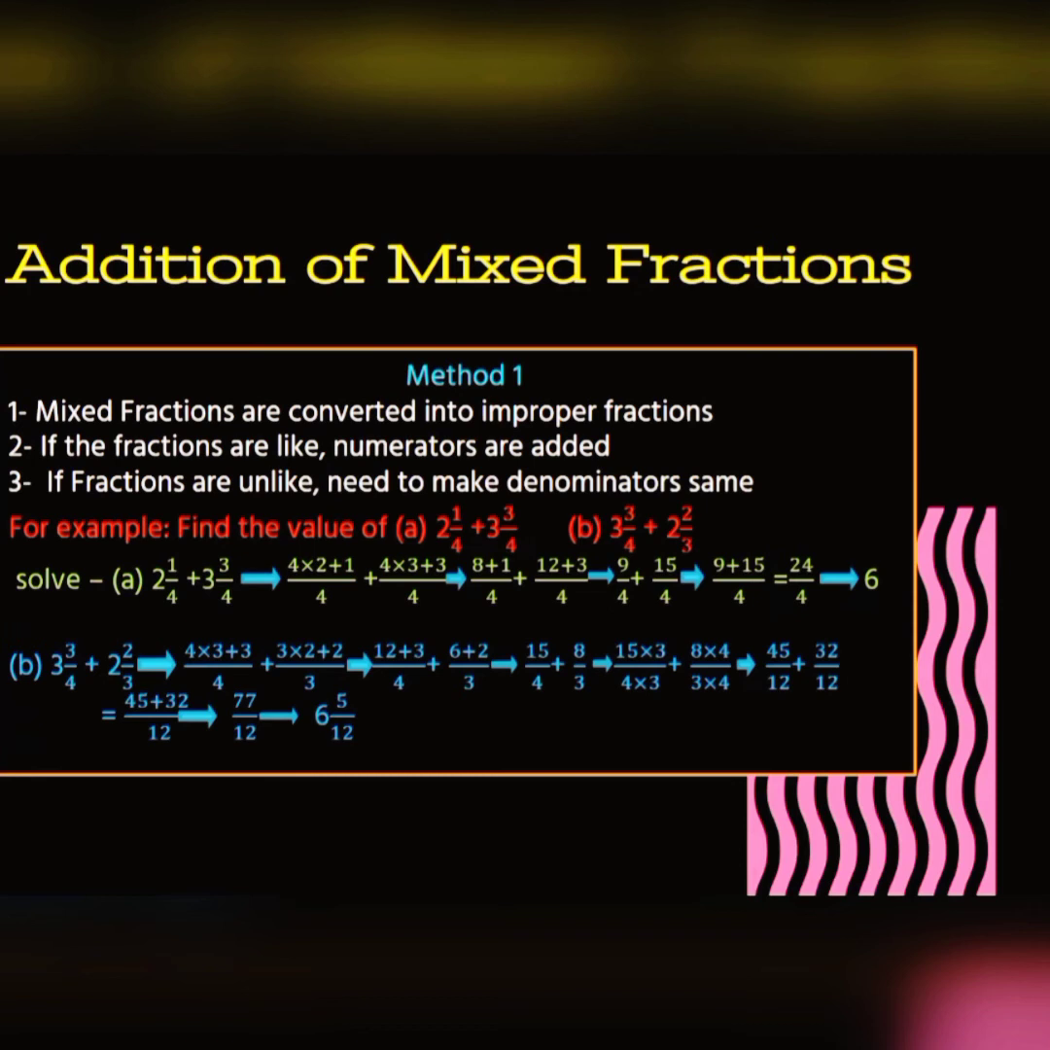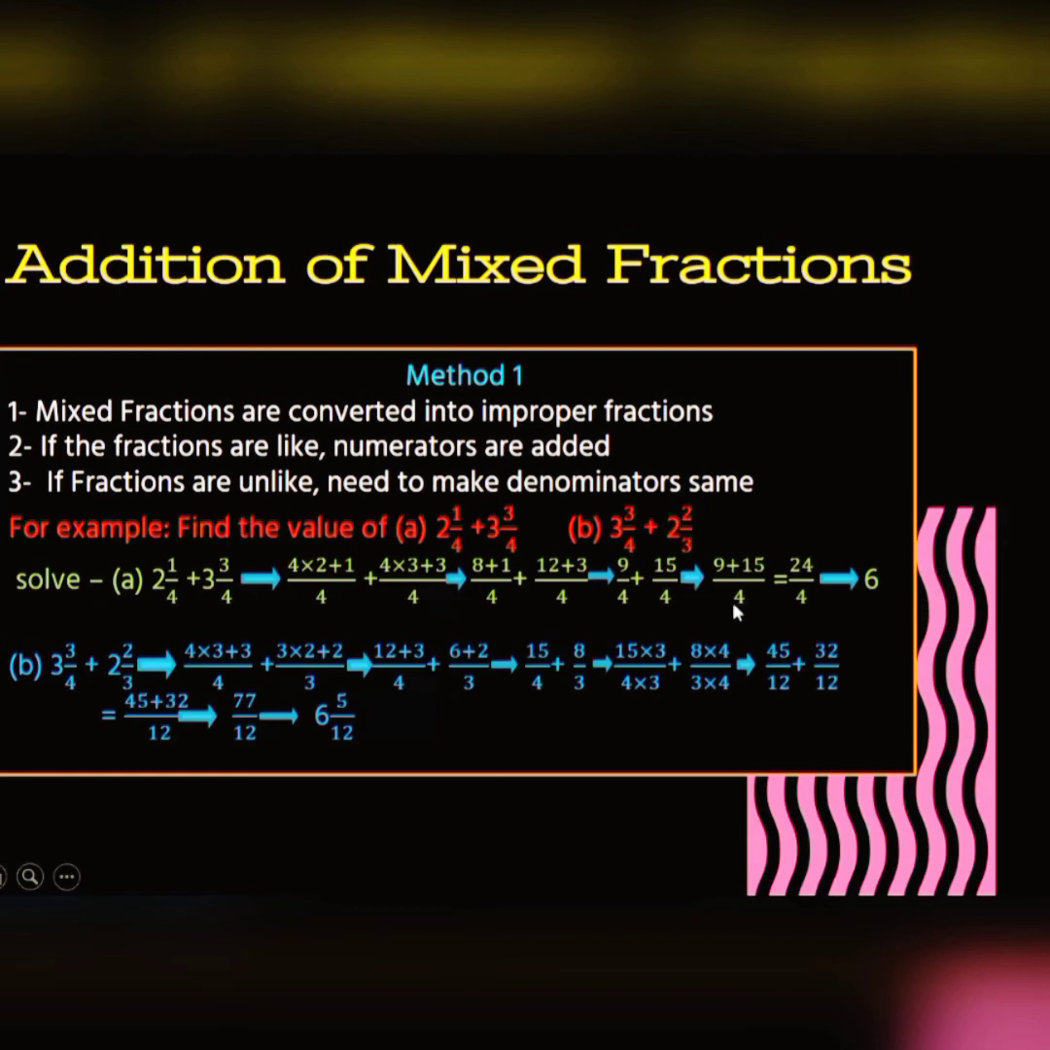For example, 2 whole 1 upon 4 plus 3 whole 3 upon 4. You can just change them into improper fractions. So 4 multiply 2 plus 1 will be 9. 4 multiply 3 plus 3, check it, 4 3s are 12, 12 plus 3 will be 15. So this will be 9 upon 4 plus 15 upon 4.